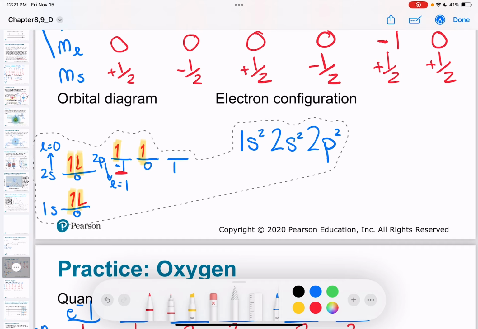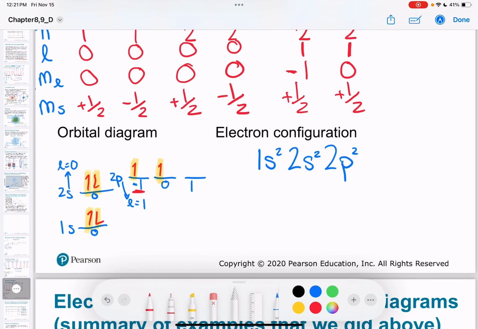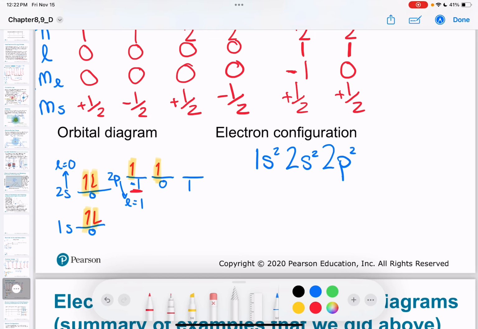Try that one more time. Copy, paste. There we go. Okay, let's get rid of some of this highlighting. Okay, so I'm just going to add these.